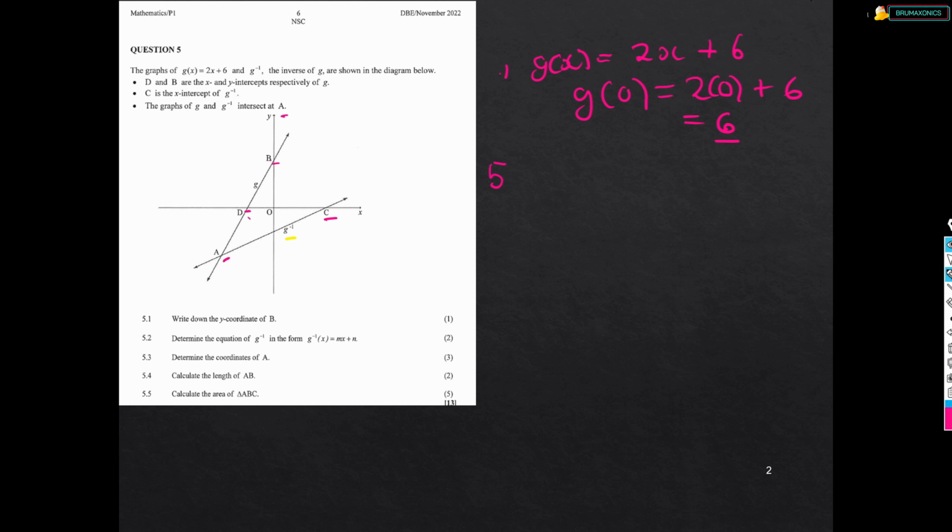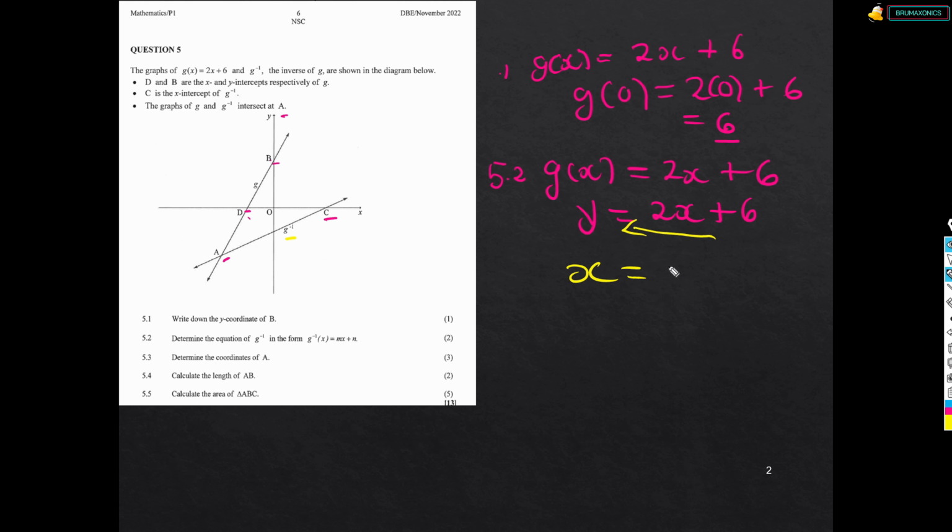And then for 5.2, determine the equation of the inverse in the form of mx plus n, where m is the slope or gradient. So I'm going to show you how you can do that. Since g of x is equal to 2x plus 6, I can come here and say, okay, this is actually my y, which is equal to 2x plus 6. And then in order for you to get the inverse, make sure that you swap x and y.